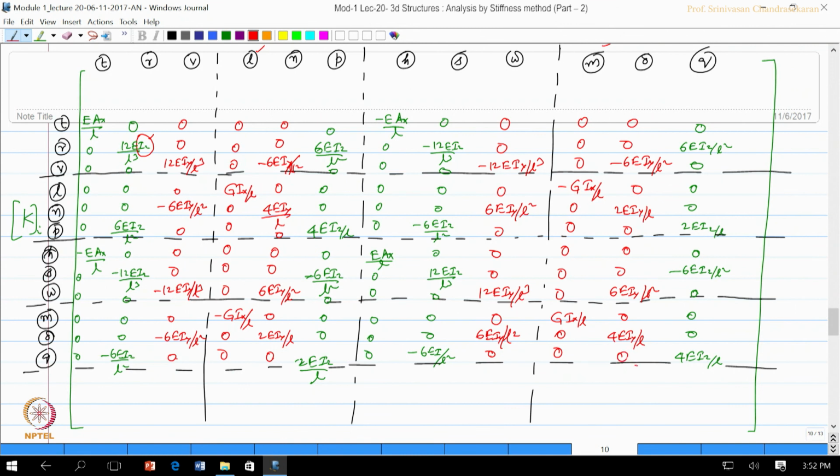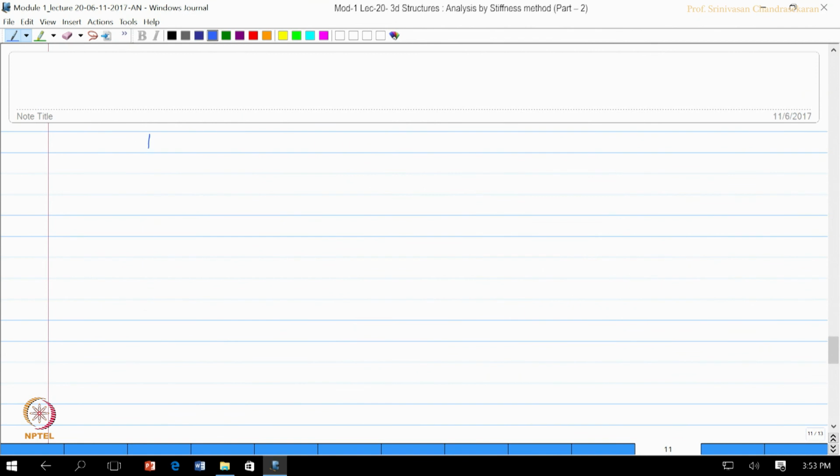So, friends, we have now all the coefficients of a 12 by 12 matrix which qualifies for the member stiffness of a beam element, which is arbitrarily oriented in space, which is going to make the space element. Now, let us see how to estimate this I x. I x actually is called torsional constant.